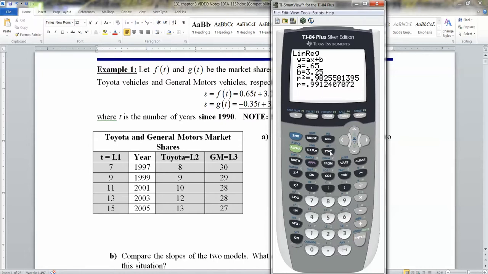All right, then you want GM. You got to go stat, calculate, number 4, and you're going to have to tell it L1, comma, L3, because that's where the GM stuff is, comma, variables, Y variables, number 1, number 2, Y2. And there you go. And again, the new system, it'll be X list is L1, Y list is L3, store equation is Y2. And there we go.